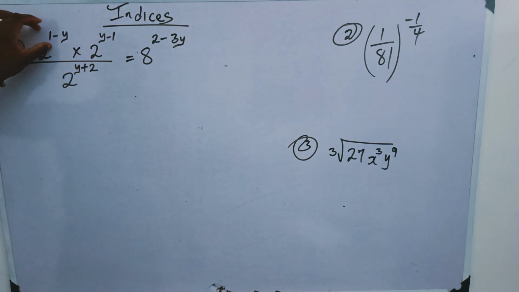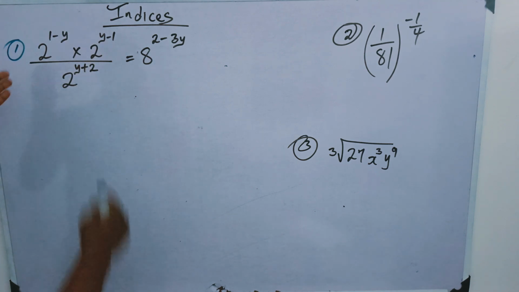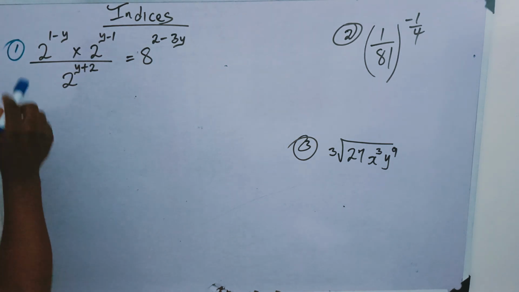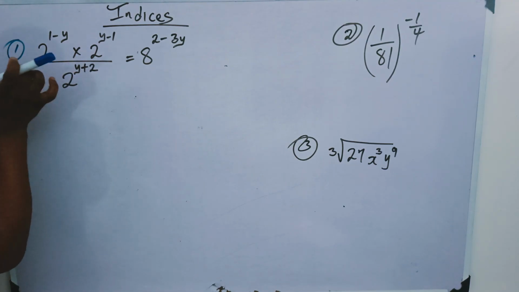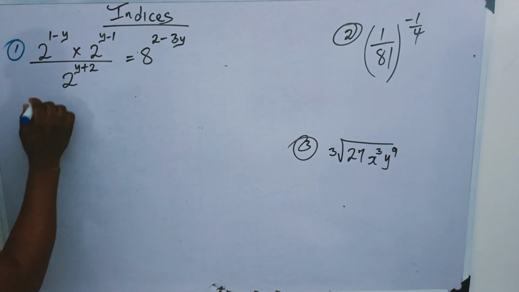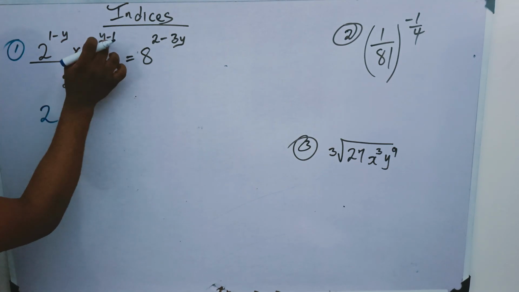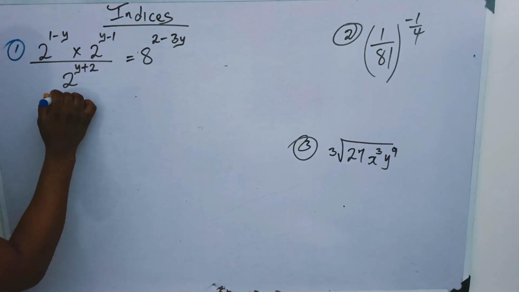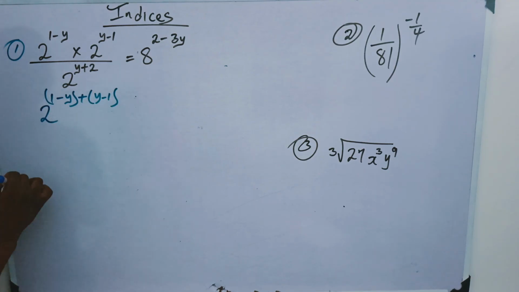Okay, now look at this. 2 raised to 1 minus y times 2 raised to y minus 1. In fact, before I go on, I can already apply that first law here that says when you have the same base, you can add up the power. So let me just quickly do that. So pick 2, then add up the powers: 1 minus y plus y minus 1. Okay?